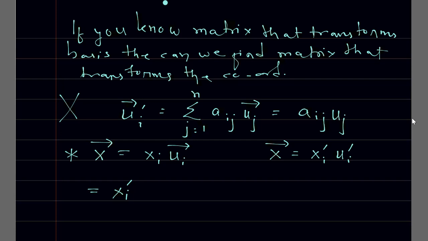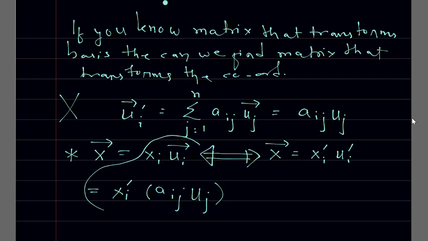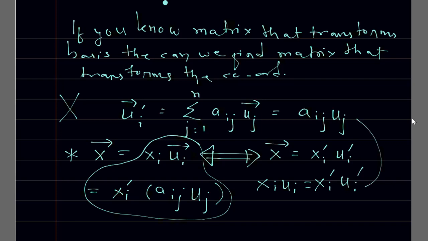And what is u_i prime? u_i prime is a_ij u_j. Why did I equate them? Because we are talking about the same vector, right? It doesn't matter in which basis you have written it, we are basically talking about the same vector. That's why I can equate this and this, which means I have first equated x_i u_i to x_i prime u_i prime, and then I substituted u_i prime from here. Very simple.